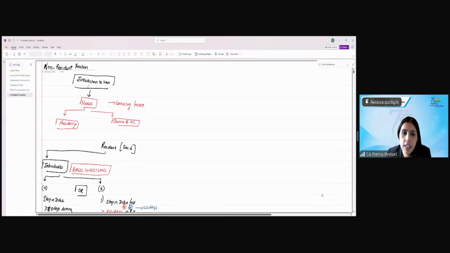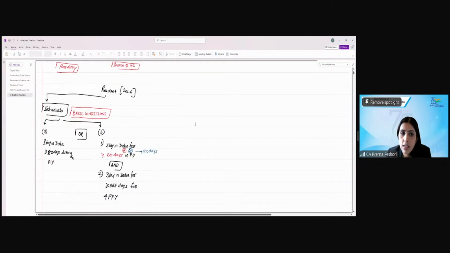60, right? Not 90. And 365 days for 4 years immediately preceding the previous year. In the current year, 60 days, and in the last four preceding previous years, more than 365 days, greater than or equal. So either of the conditions: condition B has two parts, both of which require satisfaction. Condition A is only the 182-day condition. So A or B, whichever you satisfy, you become a resident of India.